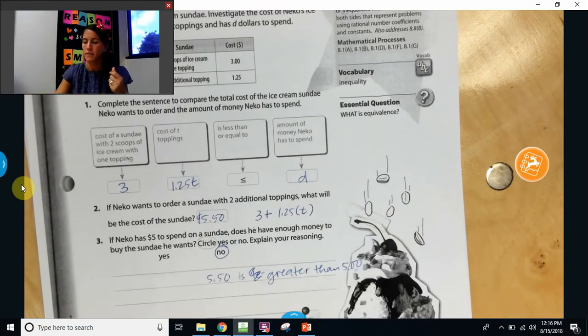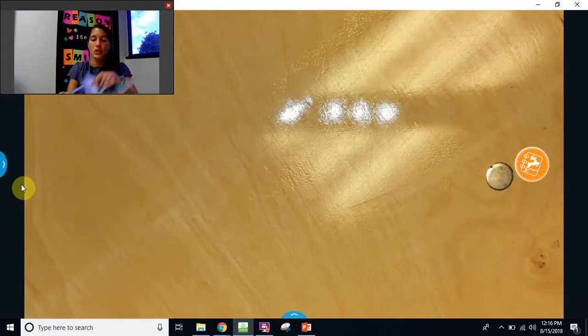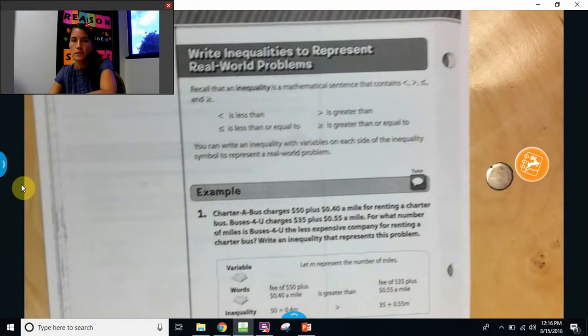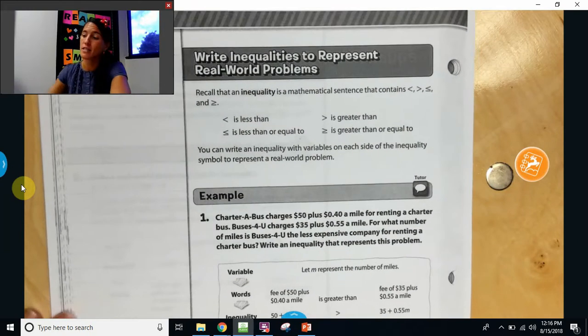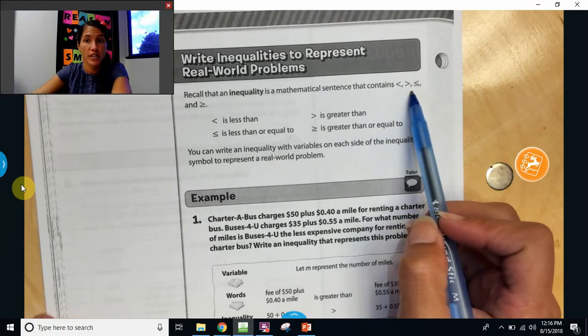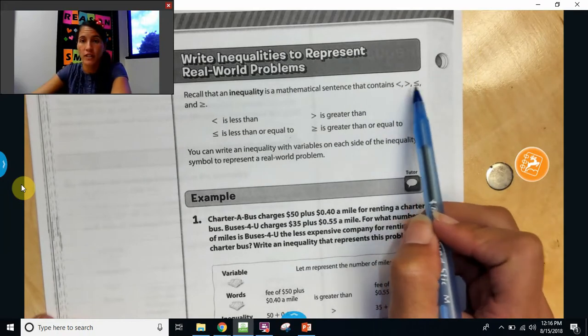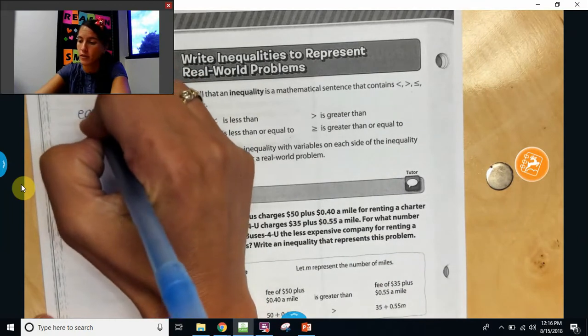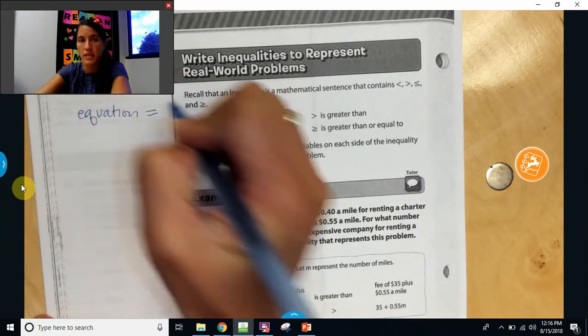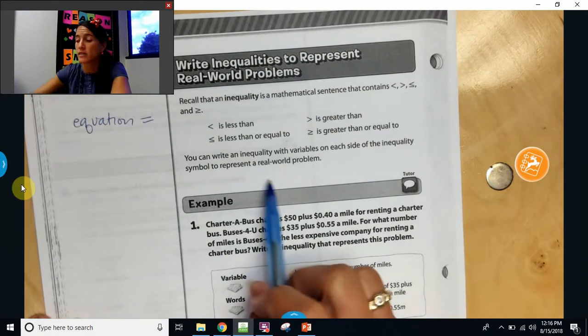That's why. Okay, so now let's go to page 2, and yours looks like this. Write inequalities to represent real-world problems. So that's the focus of this TEK. I'm going to teach you how to solve them also, but we're going to focus on writing them. Recall that an inequality is not just a straight equal to. Less than, greater than, less than or equal to, and greater than or equal to. An equation means equal to. An inequality is one of these 4.